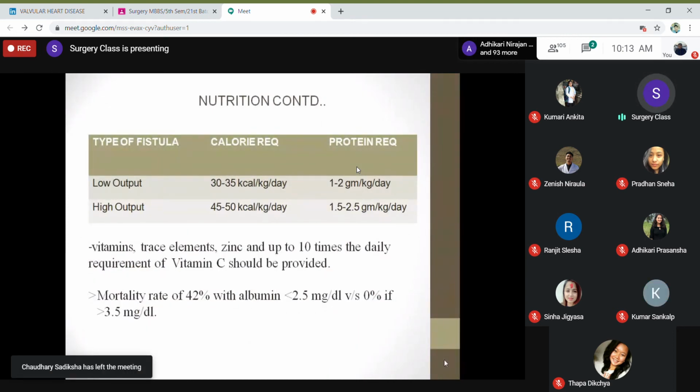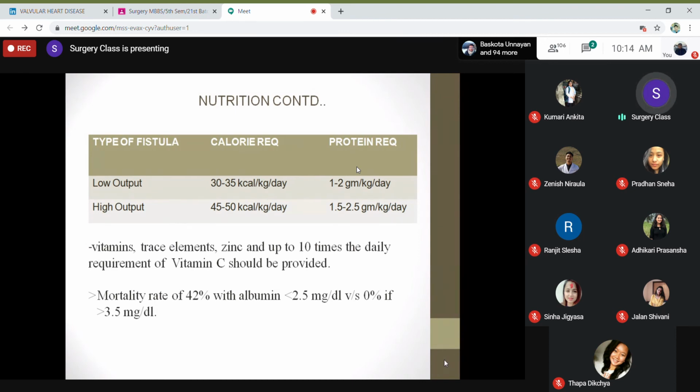So in a low output fistula, the kilocalorie requirement is 30 to 35 per kg. As you and me, we require around 2000 kilocalories per day if we are not doing heavy work. So 30 to 35 kilocalories per kg per day, and then the protein requirement. In a high output fistula, again you have to give around 45 to 50 kilocalories per kg per day, and then the protein requirement, and trace elements like zinc up to 10 times the daily requirement, and vitamin C and magnesium.